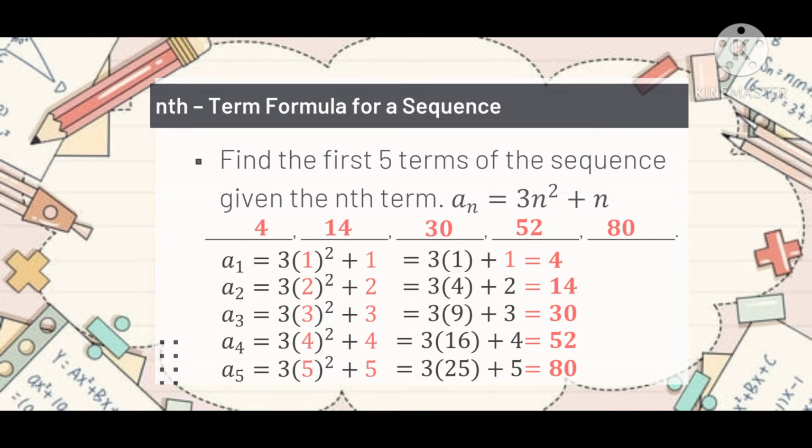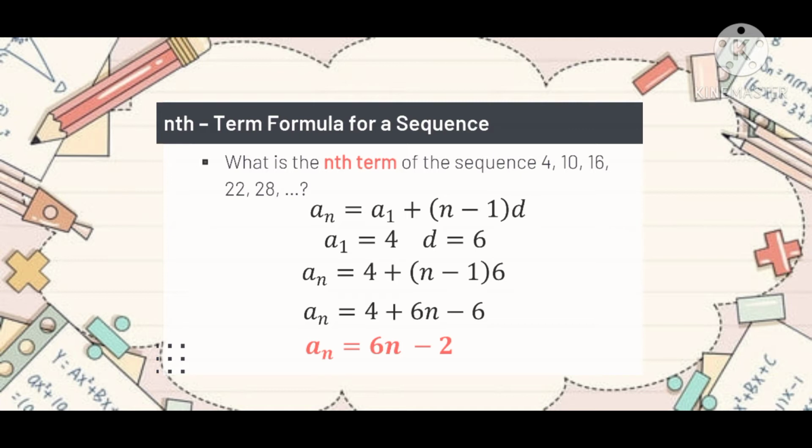And a sub 4 is equal to 3 times 4 squared plus 4 is equal to 3 times 16 plus 4 is equal to 52. And a sub 5 is equal to 3 times 5 squared plus 5 is equal to 3 times 25 plus 5 is equal to 80. So, therefore, ang ating first 5 terms of the sequence given the n-th term 3n squared plus n ay 4, 14, 30, 52, and 80.